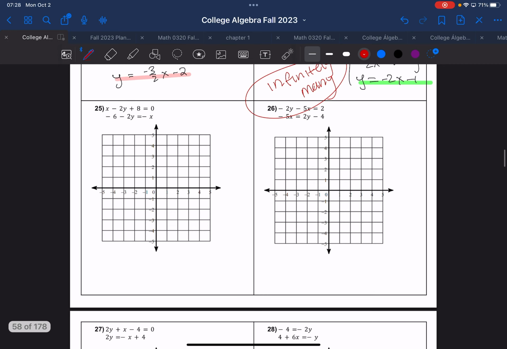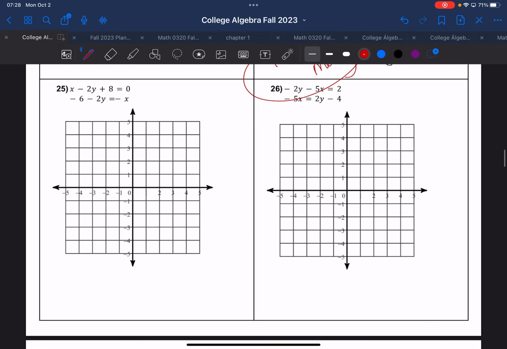Okay, now let's look at 25. Okay, so again, what would be the first step we would have to do in 25? What would be the first step? Subtract x? No. Big picture, what's the first step? Get y by itself. Good, because in both of these equations, is y by itself? No, so that's our first big picture step. We have to get both equations to where y is by itself.